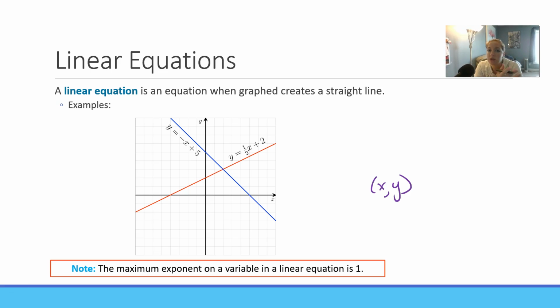Now, as you look at these, how do you know they're linear? Well, the largest exponent on either variable is just 1. That is why it is linear. If you increase that exponent on the x to a 2, then it would turn into a quadratic, and we'll talk about quadratics a little bit more. Increase it to a 3, it's a cubic, and so on and so forth. So all you're looking at is there's no exponents on here, so it is a linear equation.